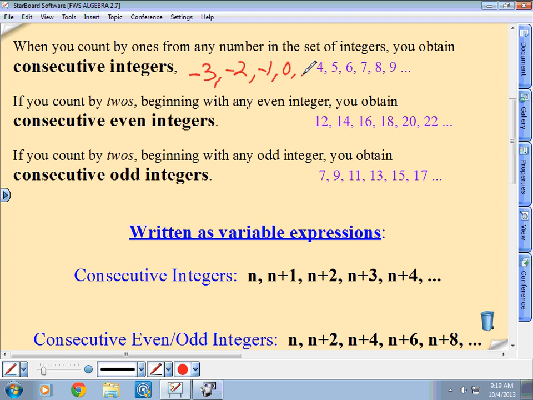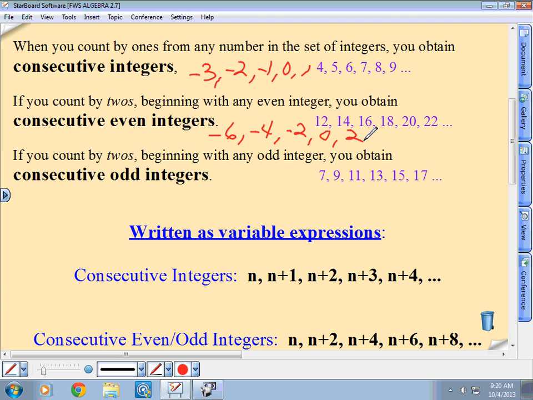If you count by twos, and when you were in grade school, you did this, right? In 3rd, 4th grade, you started counting 2, 4, 6, 8, 10, 12. Those are even numbers, okay? If you count by twos, you can begin anywhere, and you're going to get consecutive even integers. So if I start at 12, 14, 16, 18, 20, 22, those are all consecutive even integers. They're even numbers in order. And again, I could start at the negatives. That wouldn't matter. I could say -6, -4, -2, 0, 2. Those are all consecutive even integers. We're going in order evenly.